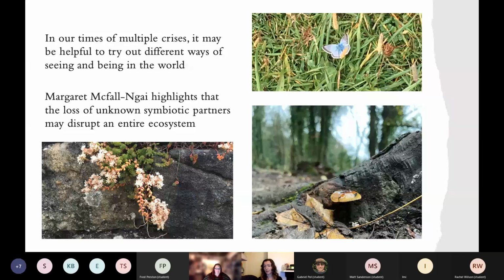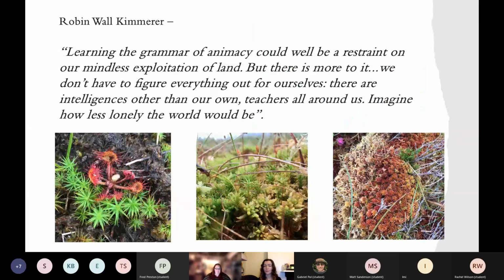I'd like to close with another quote from Robin Wall Kimmerer. Learning the grammar of animacy could well be a restraint on a mindless exploitation of land. We don't have to figure everything out for ourselves. There are intelligences other than our own, teachers all around us. Imagine how less lonely the world would be.